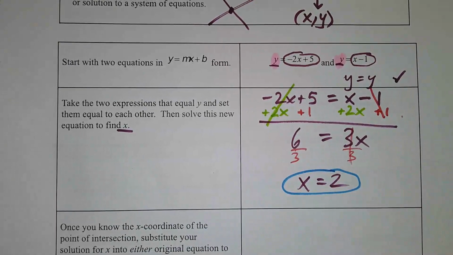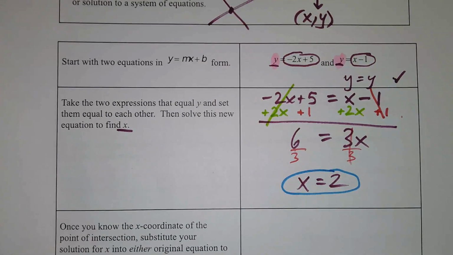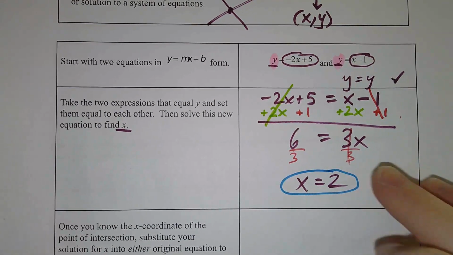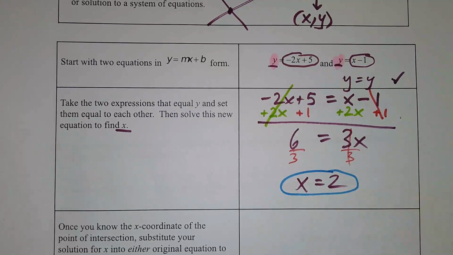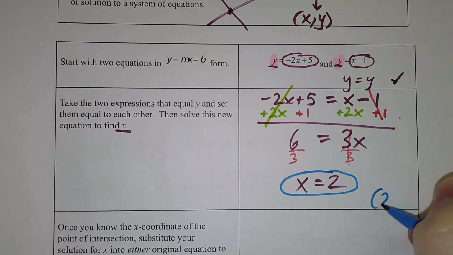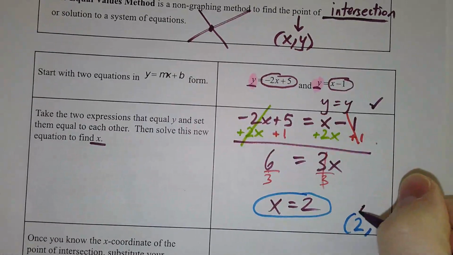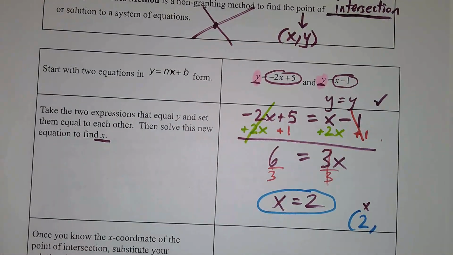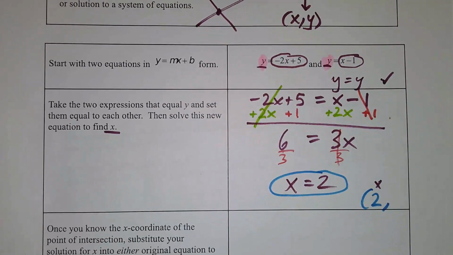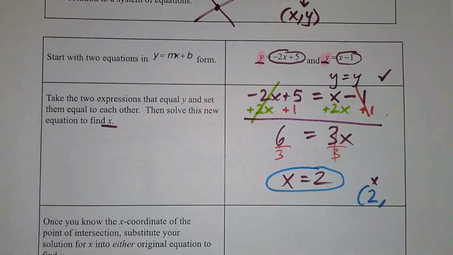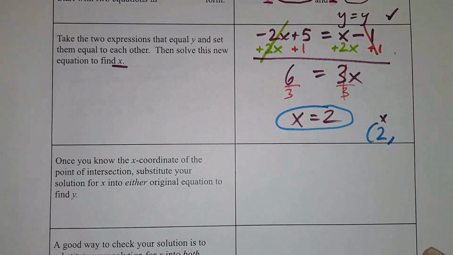I'm going to circle that answer. Some people on their test will decide to stop, and you can't stop because we don't have a coordinate yet. We only have the x coordinates, the x part of the coordinate. We also need the y. So, what are we going to do? Let's move on.